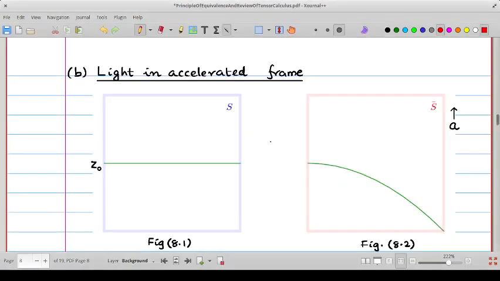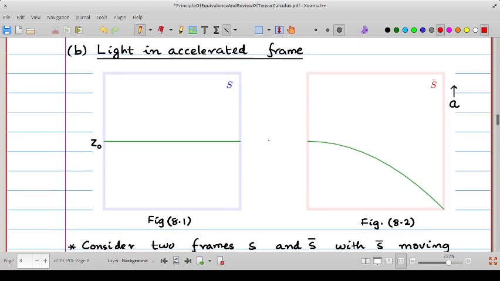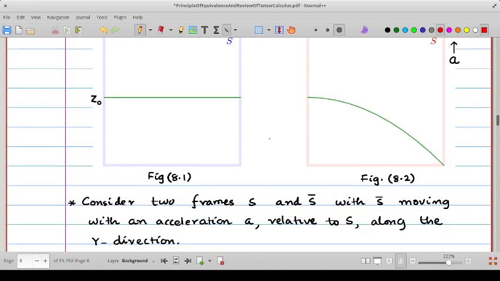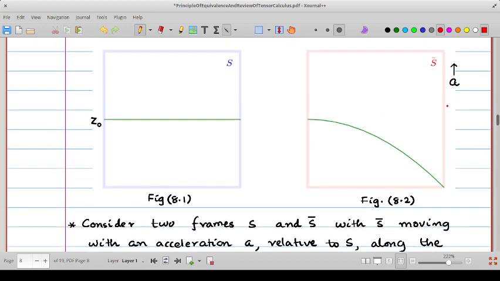As a second example, we consider the case of light observed from an accelerated frame of reference. We consider two frames of reference S and S dash, with S dash moving with an acceleration in this direction relative to S along say the y direction. So this is the y direction.